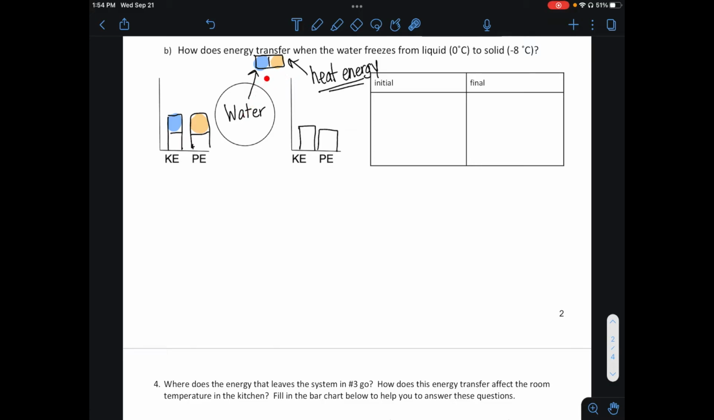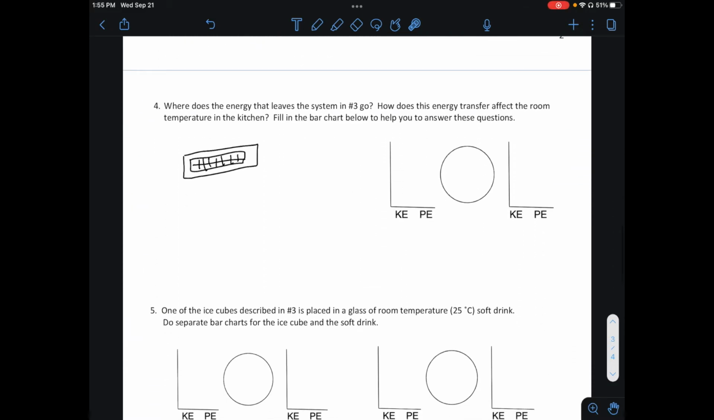Well, it left the water. It went into the freezer, and then ultimately, this energy that left is going to go into the kitchen, because the rest of the problem says, how does this energy transfer affect the room temperature in the kitchen? Fill out the bar chart to help you answer this.